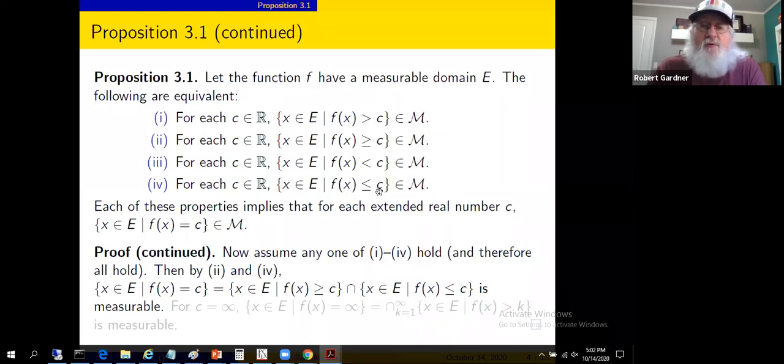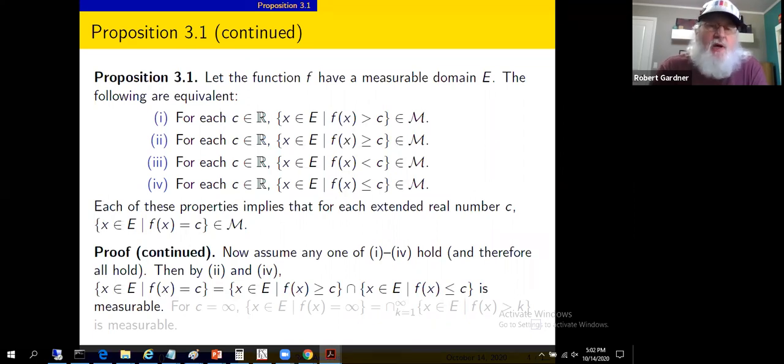If we take 2 and 4 for a given real number C and intersect those two, the x values such that f of x equals C is the x values for which f of x is greater than or equal to C, intersect the x values for which f of x is less than or equal to C. And both of those sets on the right-hand side are measurable if we assume the conditions above. So their intersection is measurable. And so this set concerning the equality of the function with C is a measurable set.